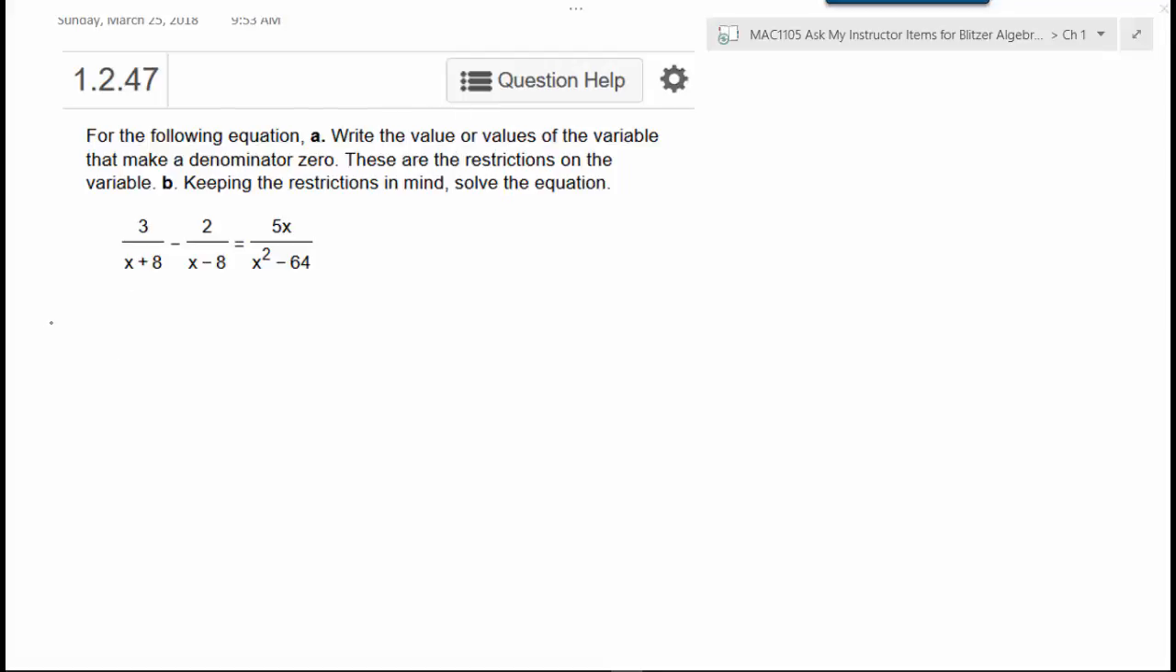Let's get started. We're going to solve this rational equation. You can see that it's a rational equation because it has fractions in it, and the root of the word rational is ratio. So it's a rational equation.